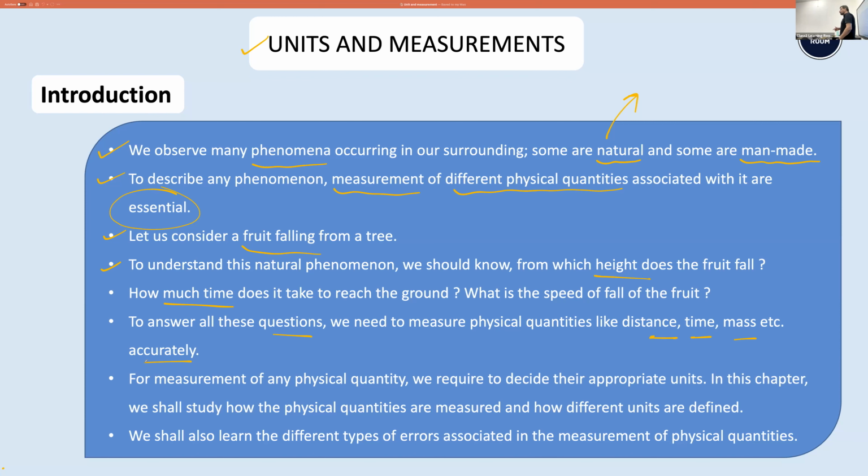Why that happens is because human errors are possible, depending on how we perceive or observe the experiment. But we should ensure that the error is not much. If you don't get any error at all, then there is something wrong. That is the meaning: you cannot be accurate. Here, why I'm stressing this is, accurately, you can't measure something. Okay. So for measurement of any physical quantity, we require to decide their appropriate units.